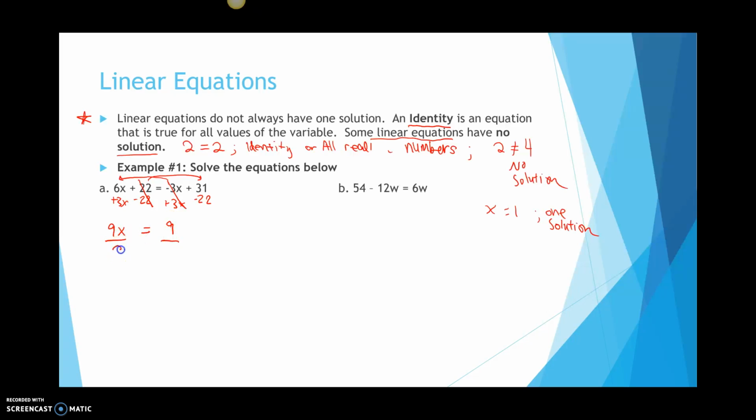I'm solving for x. I'm going to divide both sides by 9. So we get here x equals 1. 9 divided by 9 is 1. And that is my solution. So here this would be a one solution answer.